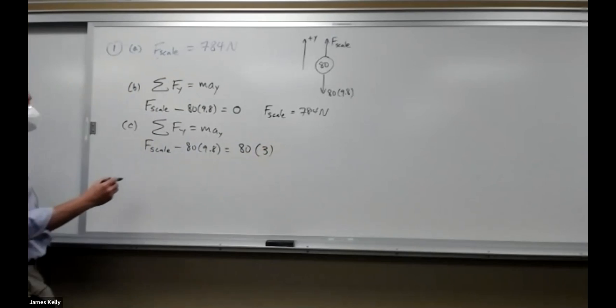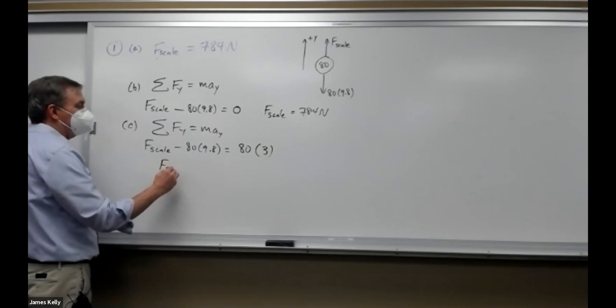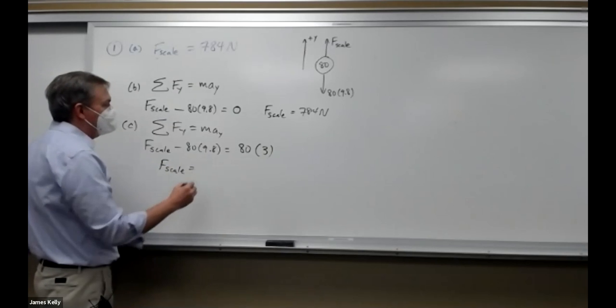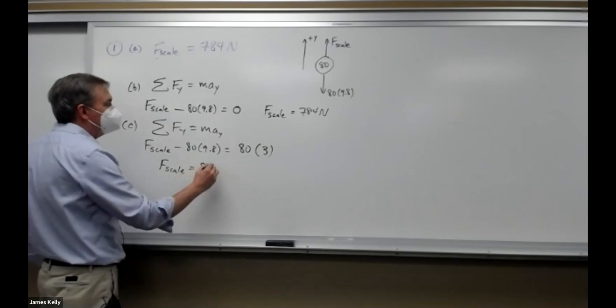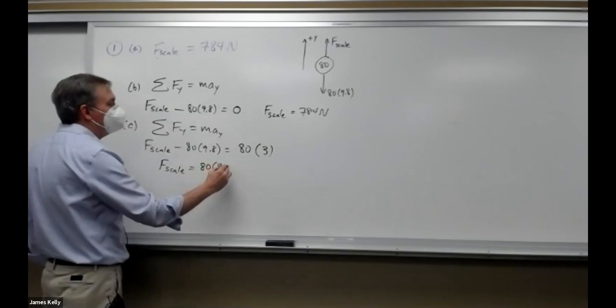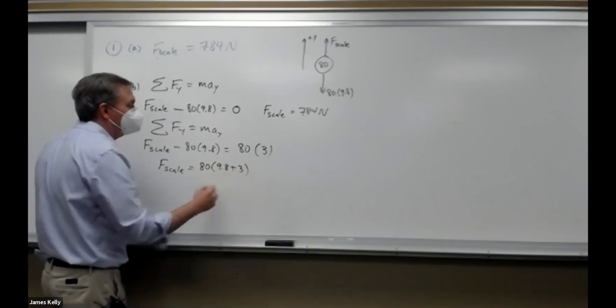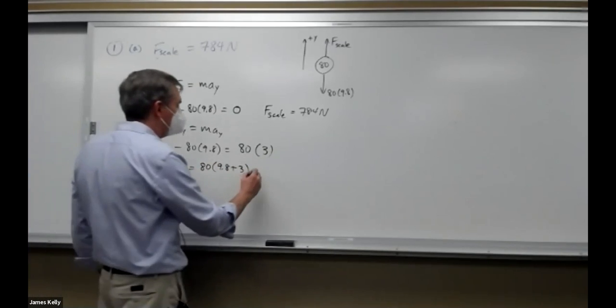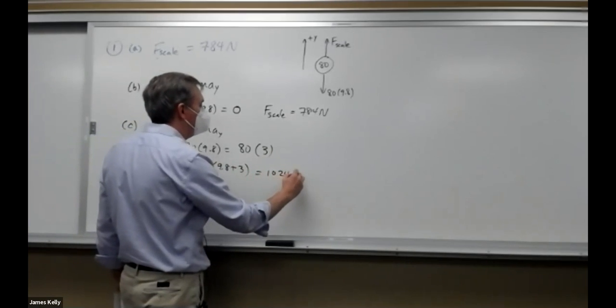And that means if I solve for F scale here, I'm going to get something different. F scale then is going to be 80 times 9.8 plus a little bit more, right? If I put them together like that. So I'm going to get a number that's bigger than the weight before. When you work it out, this is 1024 newtons.